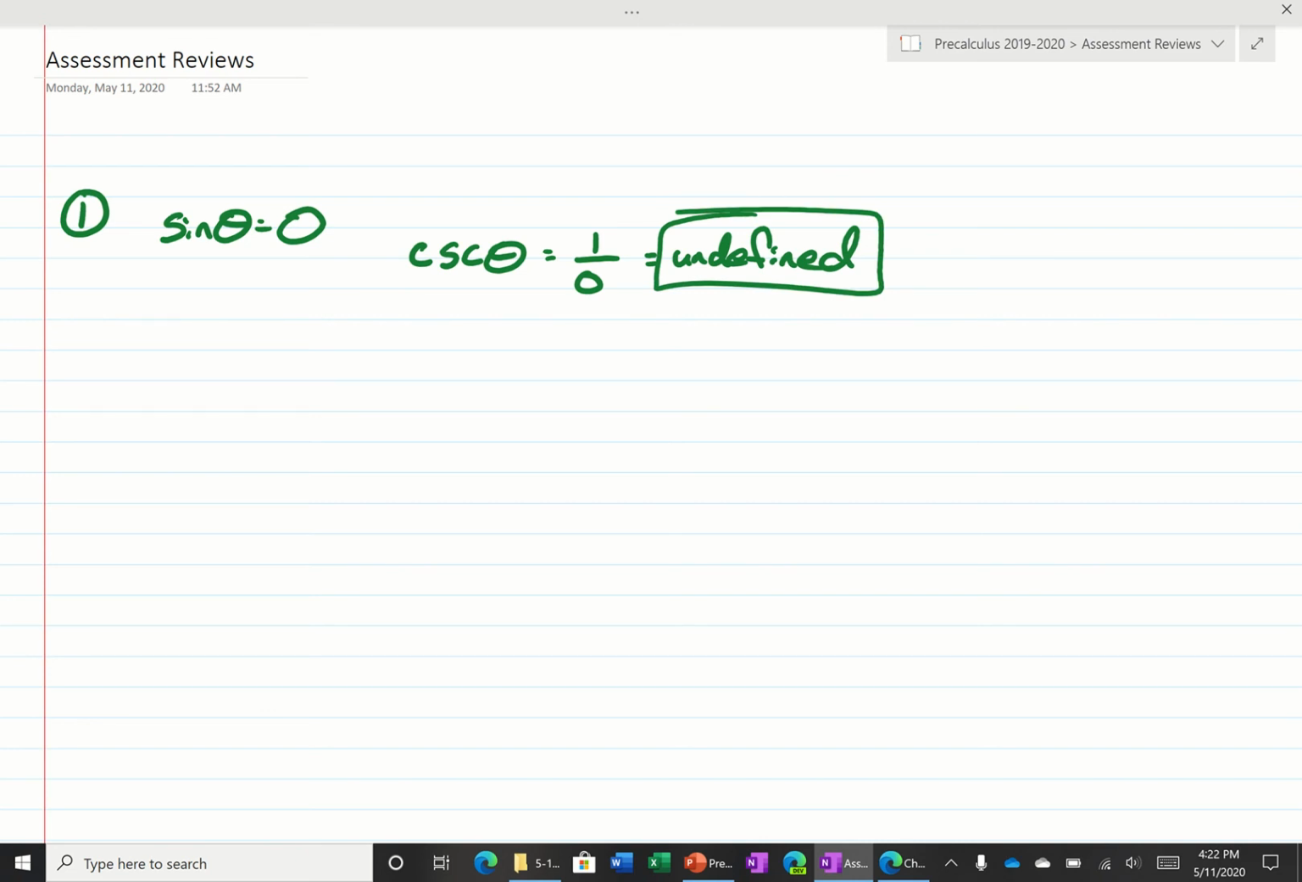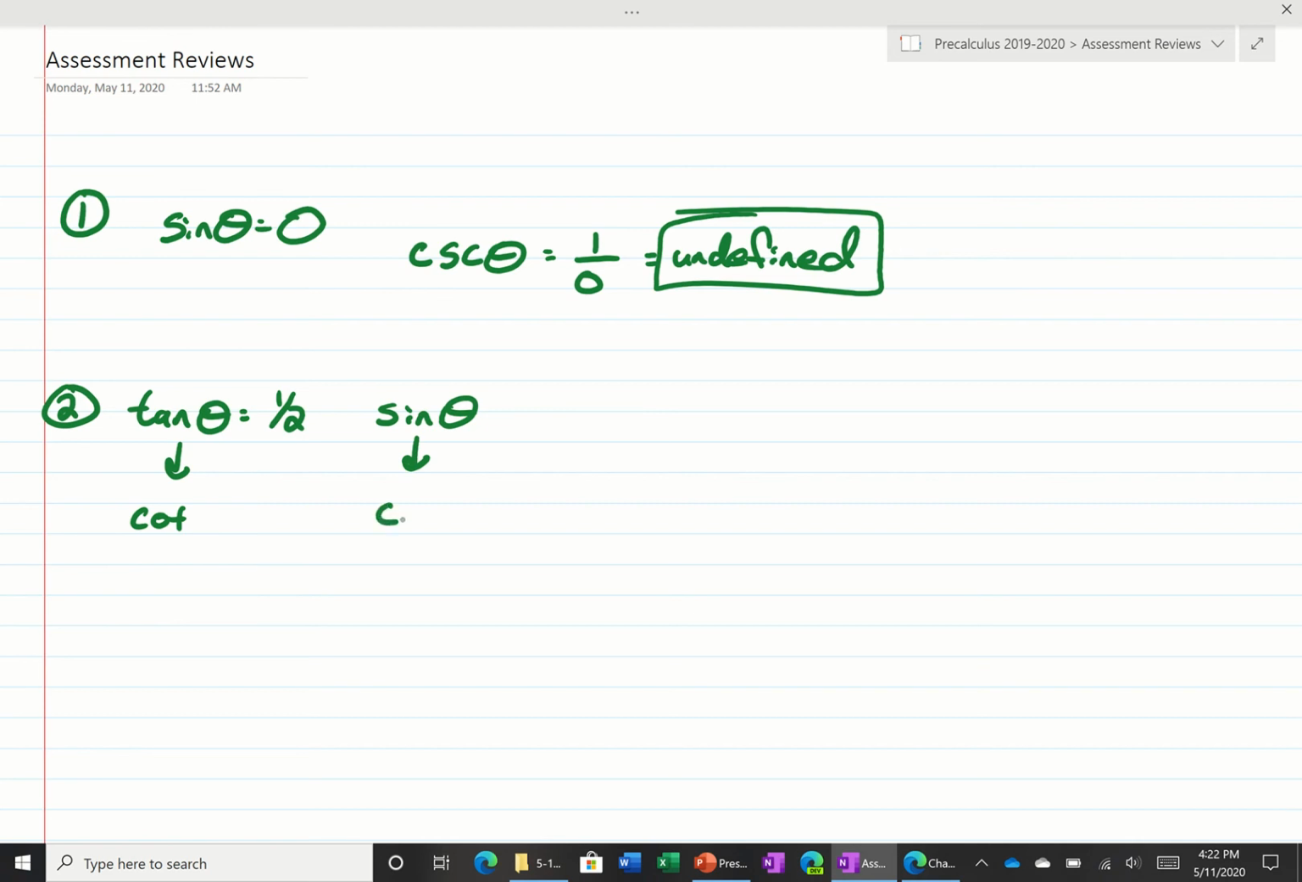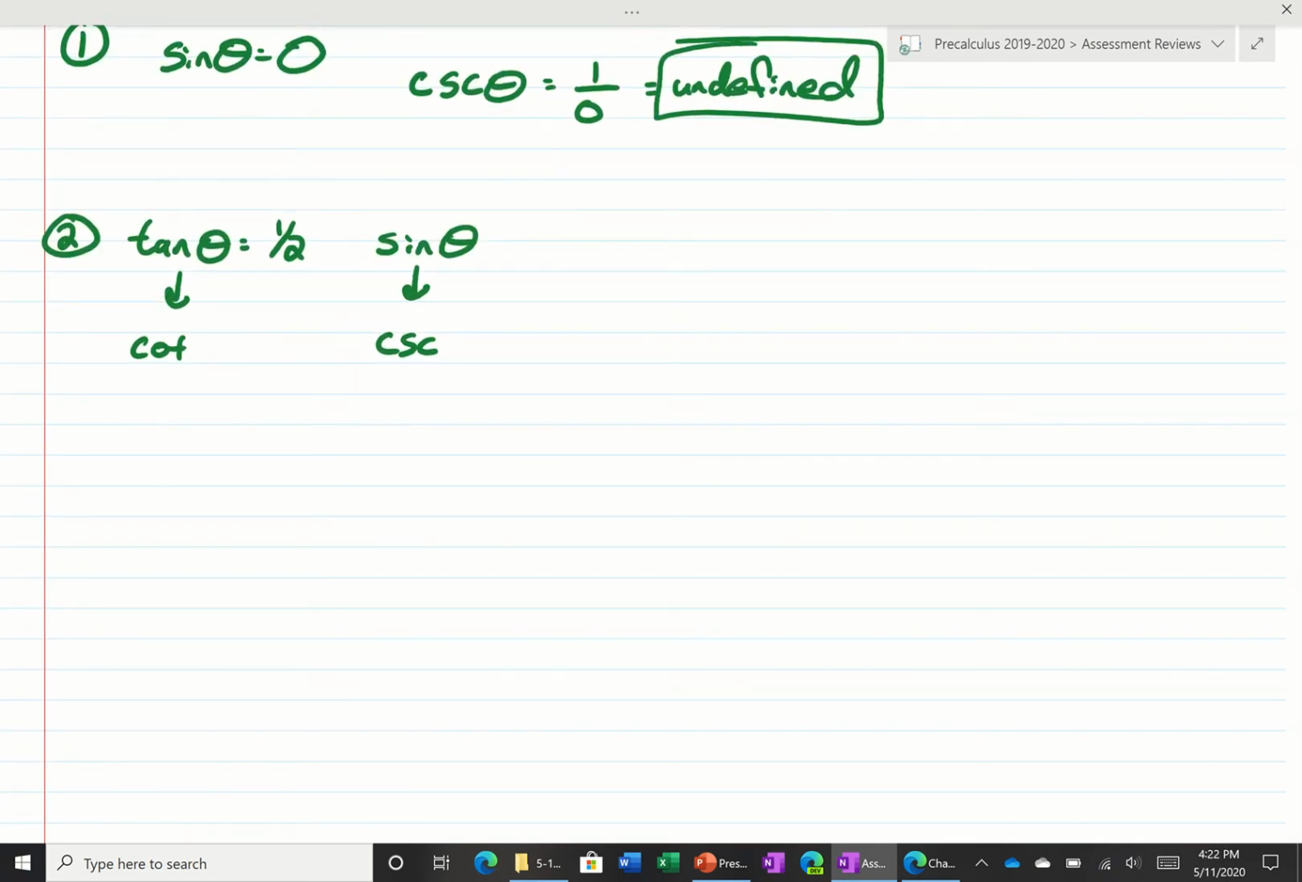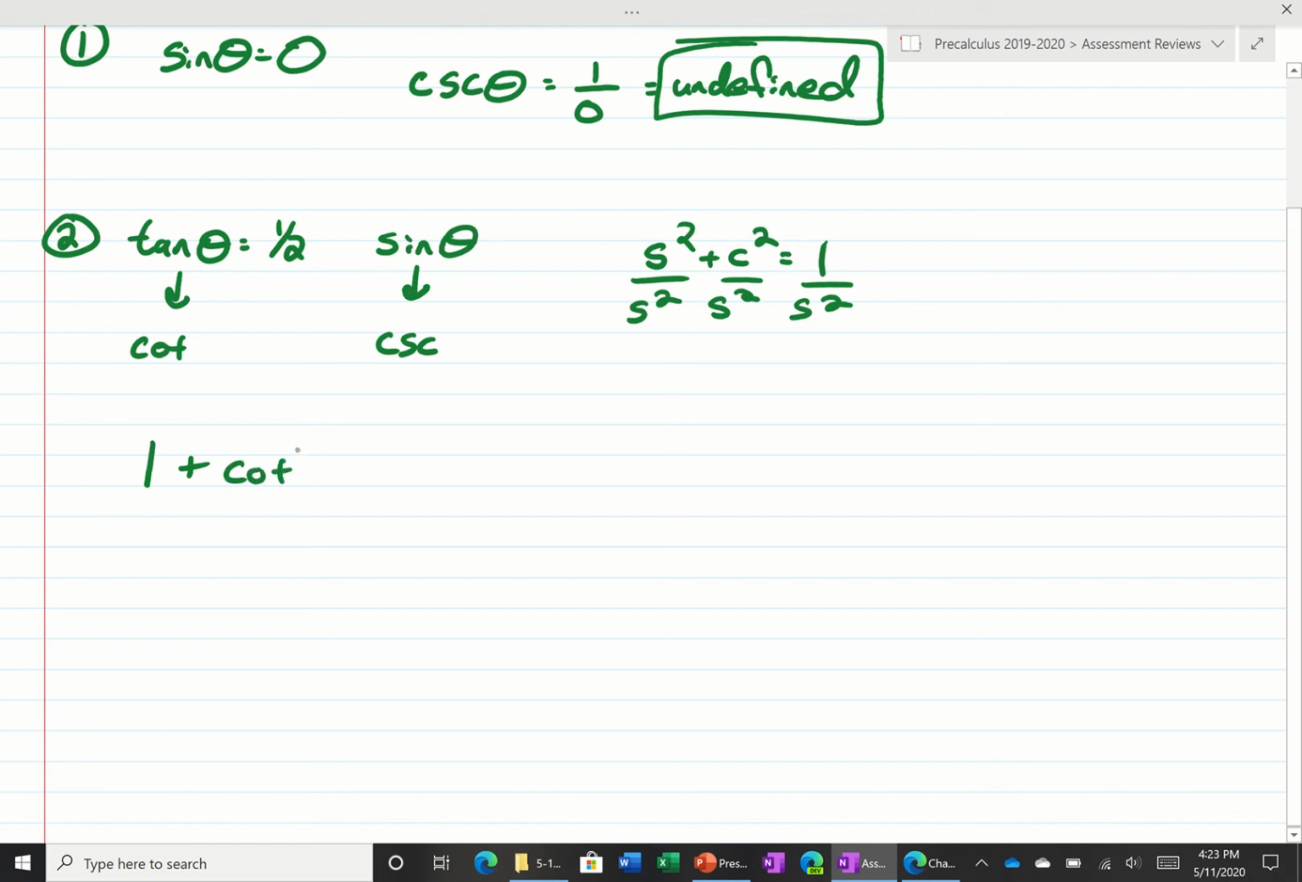Next question says if the tangent of theta is 1/2, we're going to find the sine of theta. Well, I can convert tangent to cotangent, and I could convert sine to cosecant. And there is a property that says, if we have sine squared plus cosine squared is 1, and we divide everything by sine squared, we'd get that 1 plus the cotangent squared of theta is equal to the cosecant squared of theta.